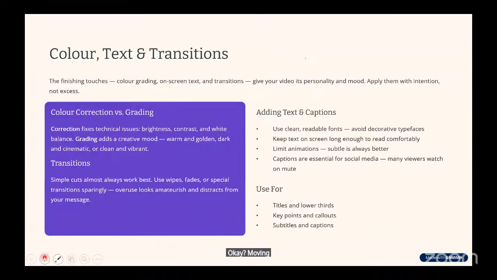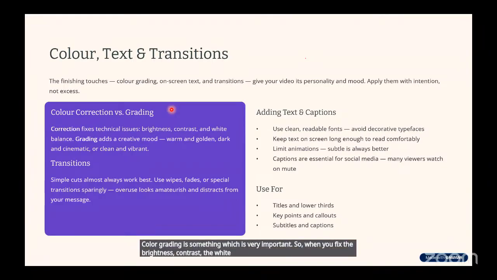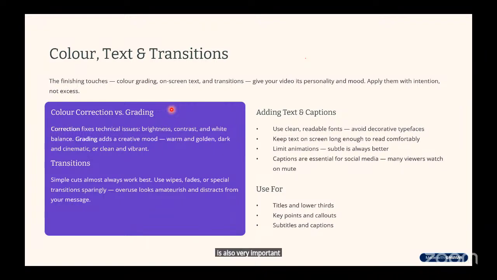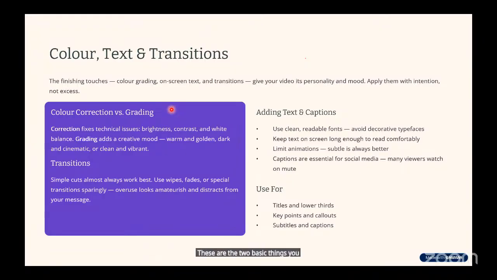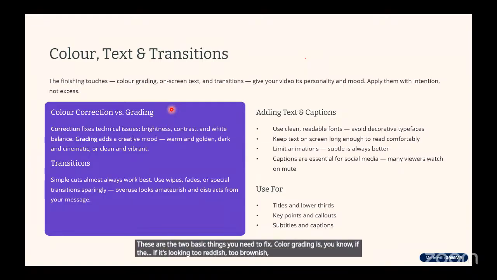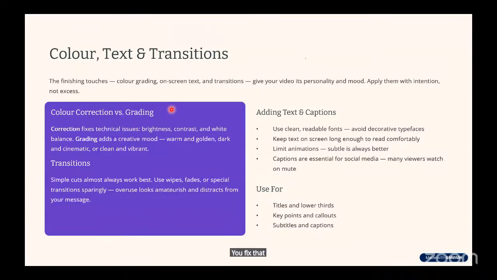Okay, moving to the next thing, your color, text, and transitions. Color grading is very important. This is where you fix the brightness, contrast, and the white balance. Always remember when you're shooting content, raw footage cannot just be edited and put up. You need to at least fix the brightness and the contrast. These are the two basic things you need to fix. Color grading is, if it's looking too reddish, too brownish, too greenish, you fix that. So color grading is also very important.